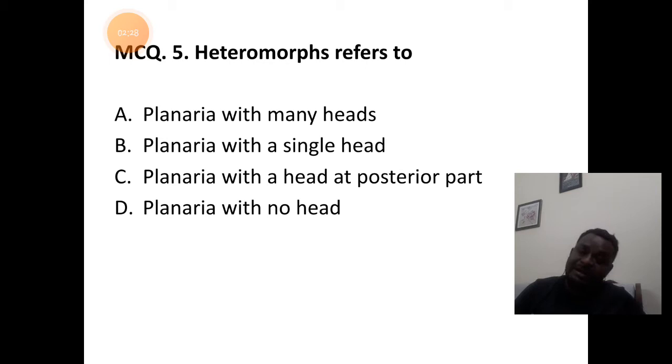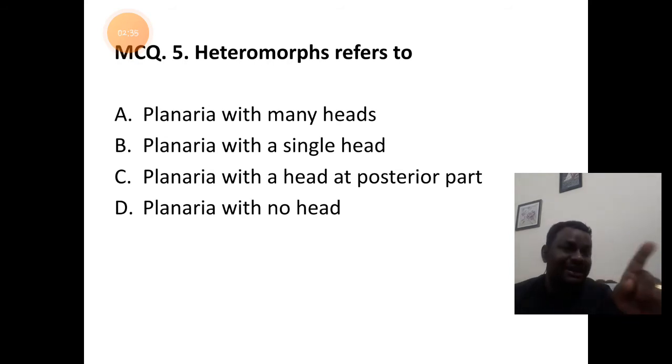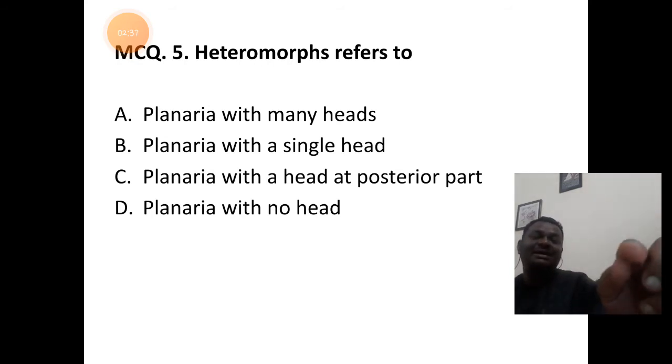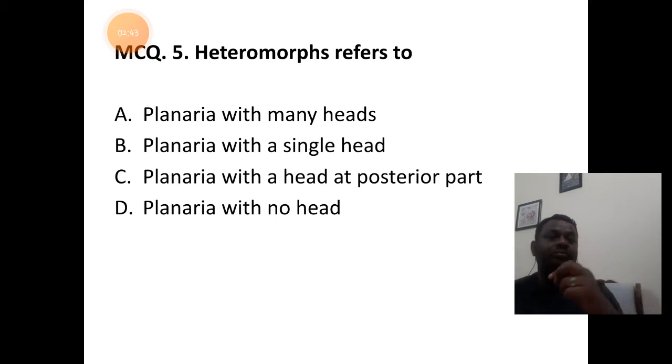Heteromorphs refers generally to a Planaria with many number of heads. So many heads of Planaria is an example of heteromorph. So answer is A.